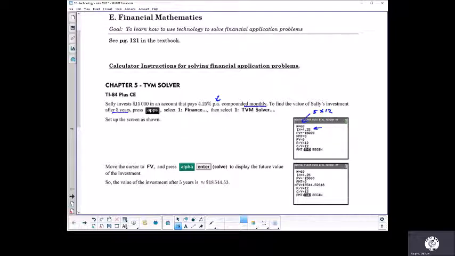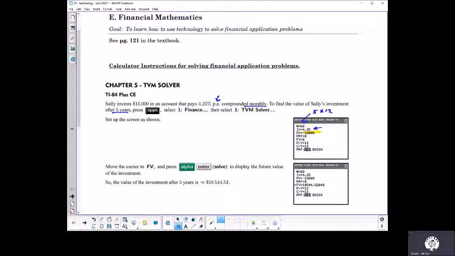The amount that she invests is $15,000, but that's leaving her and going into the investment or the bank, so that's why it's going to be negative 15,000. Then it's 12 and 12 for payments per year and compounding per year. What we need to do is figure out the future value, so we'll cursor down to FV, and then we'll do alpha enter.